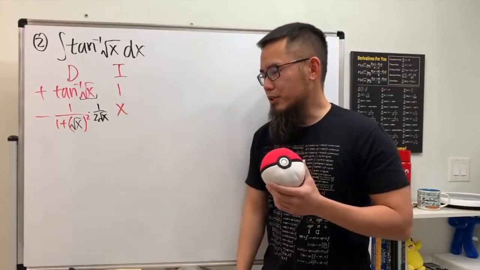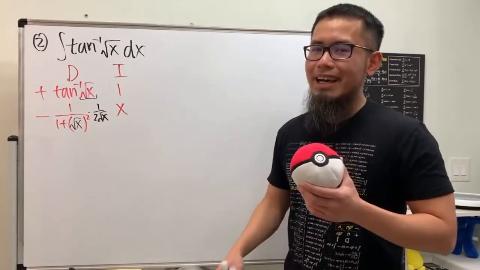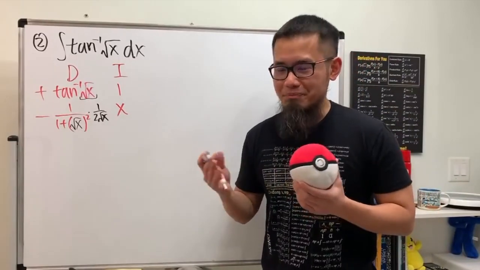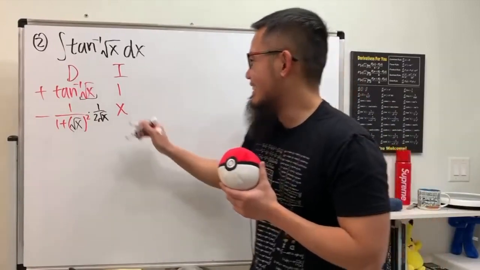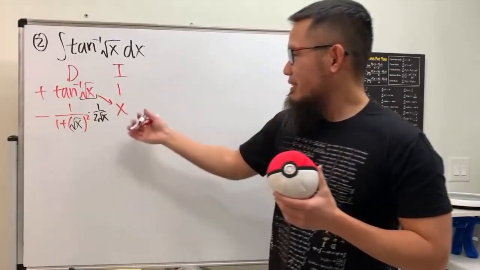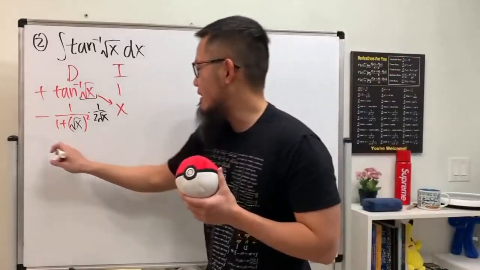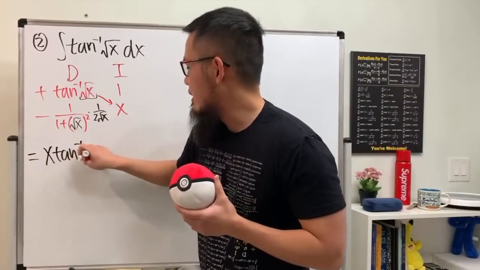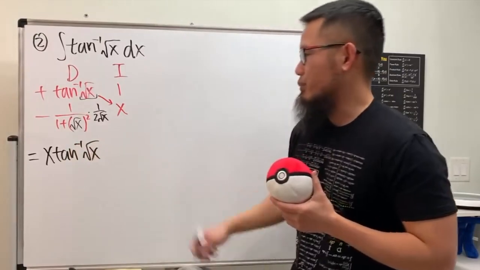And now let's just see what will happen after this. I cannot guarantee that this will work every single time, but it's just going to be a good try. All right, so ladies and gentlemen, we have the first part of the answer. This right here is equal to x times the inverse tangent of square root of x, which is pretty nice.